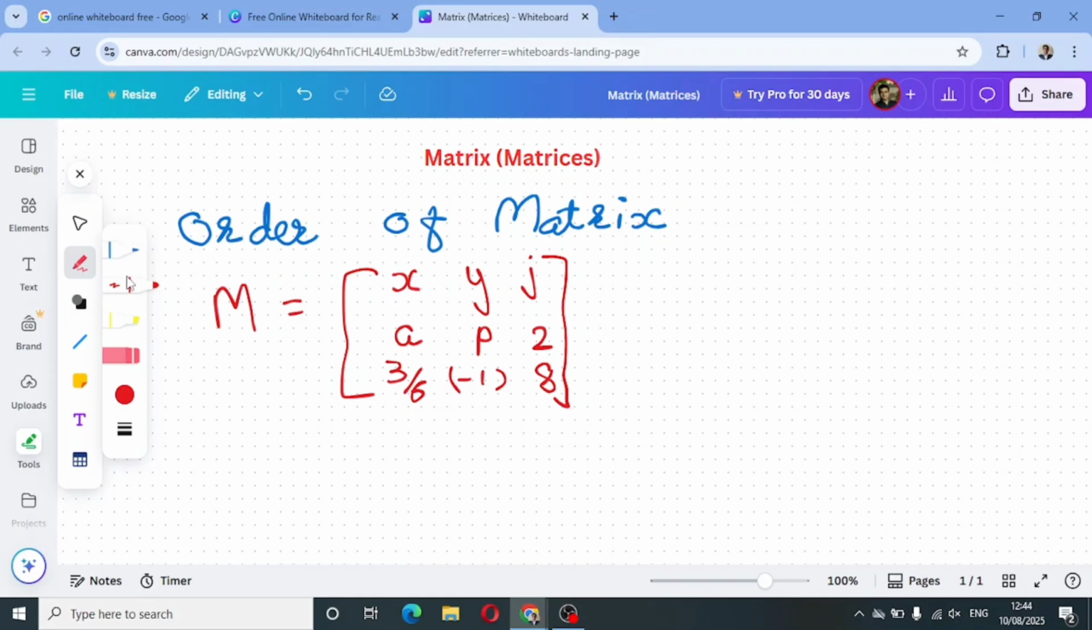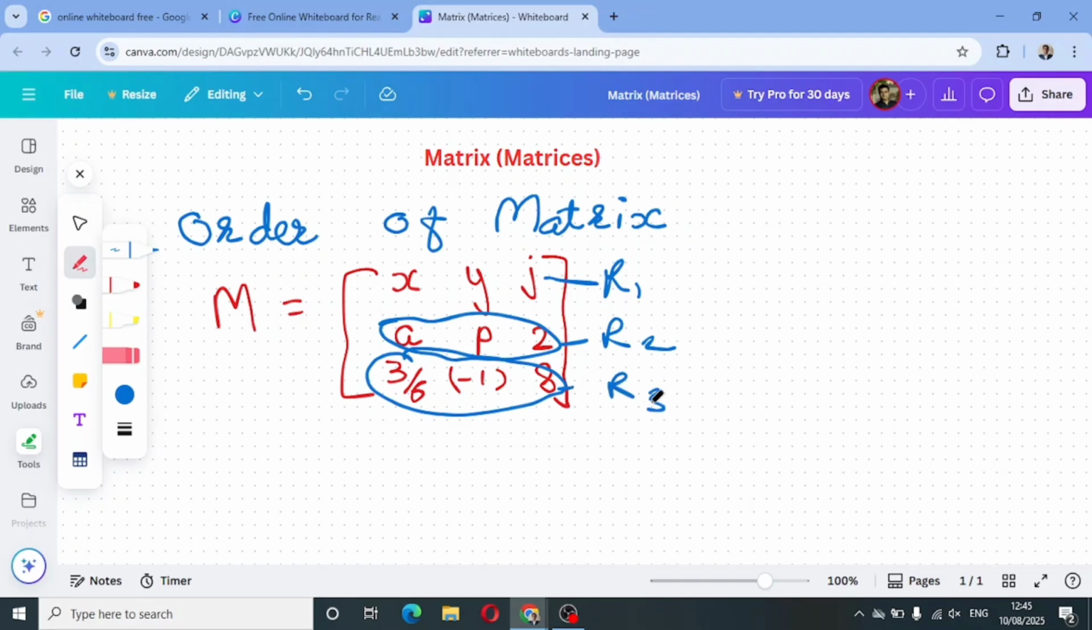Here if I see, this is called row 1. This one is called row 2. This one is called row 3. So here let me note down the number of rows equals 3.